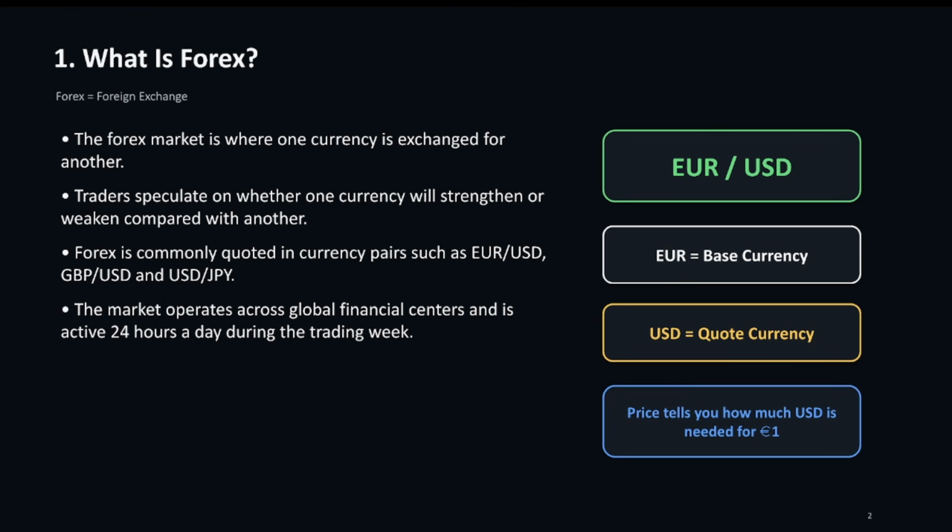Okay, so basically traders speculate on whether one currency will strengthen or weaken compared to another. So for example, if the euro tends to be stronger than the US dollar at the time, then the currency pair Euro USD will start trending upwards. If the euro is weaker than the USD currency at the time, then Euro USD will start trending downward. Okay, so Forex is commonly quoted in currency pairs such as Euro USD, GBP USD, USD JPY.